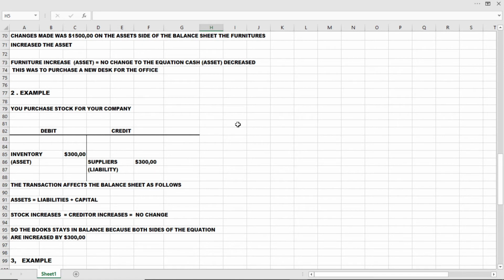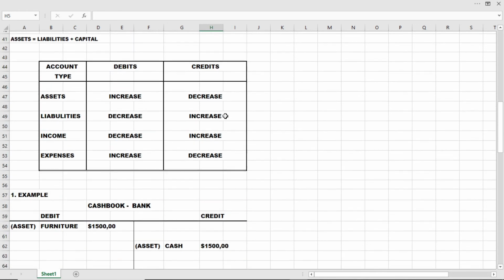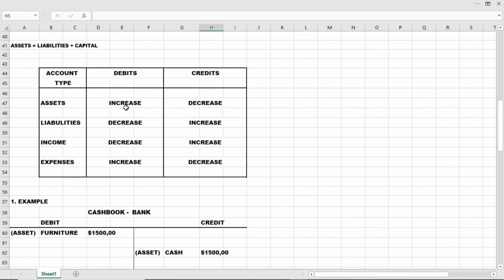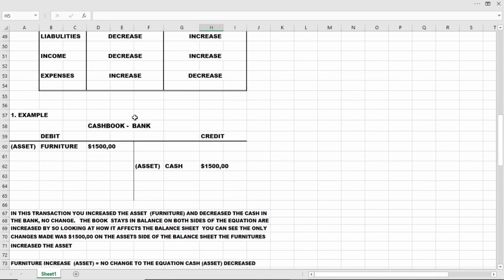Okay, example two. You purchase stock for your company. Now remember, inventory or stock is an asset again, so we're dealing with an asset. Remember, asset equals liabilities plus capital. So we're going to increase that asset. We're buying stock, so we're increasing it there. Just keep that in the back of your mind.